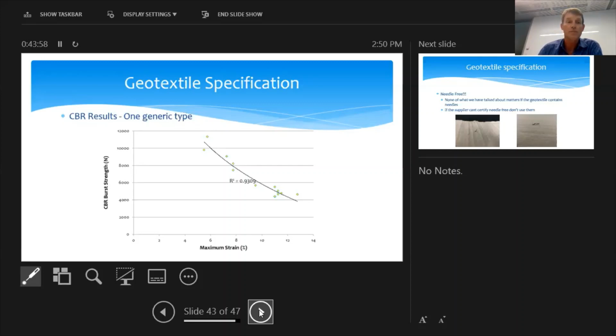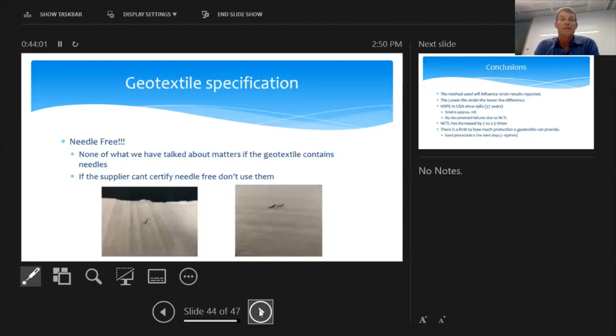The other big thing is needle-free. None of what we're talking about here is of any value if your geotextile is full of needles. The number of times we see geotextiles come in for liner protection with needles in it is phenomenal. If you've got needles in it, it doesn't matter how much strain you put in. You can put 0% strain in it, but if you've got needles in it, you're punching holes all the way through your HDPE liner. If the supplier can't certify needle-free, don't use it. Use somebody that can specify needle-free materials, and teach your guys on site to look for this sort of thing.